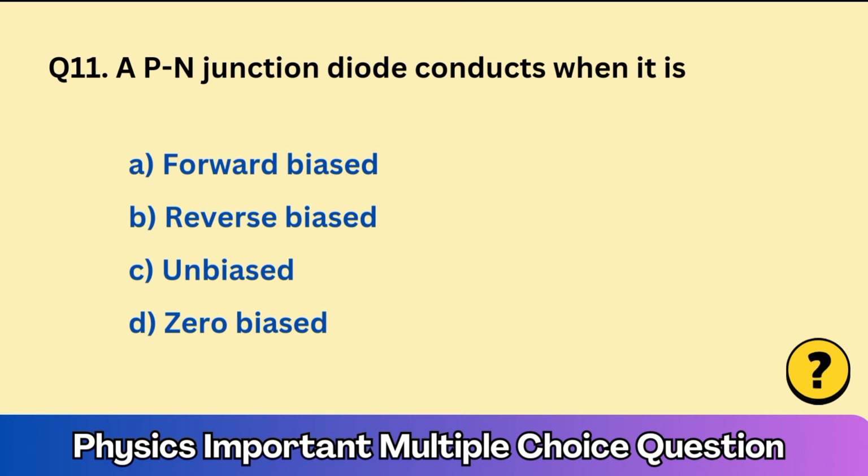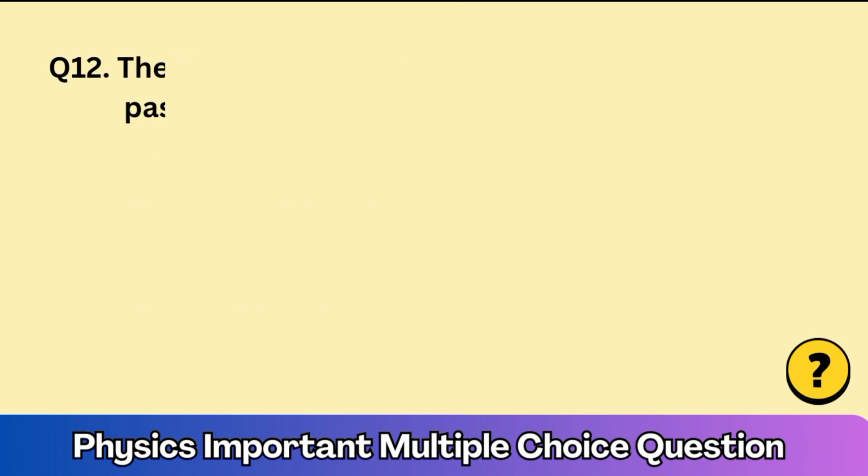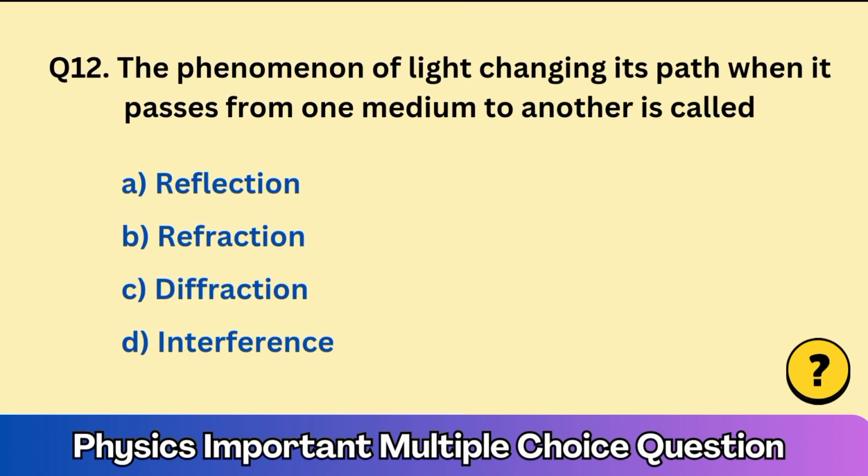Question number 11. A PN junction diode conducts when it is. Right option is A, forward biased. Question number 12. The phenomenon of light changing its path when it passes from one medium to another is called. The right option is B, refraction.